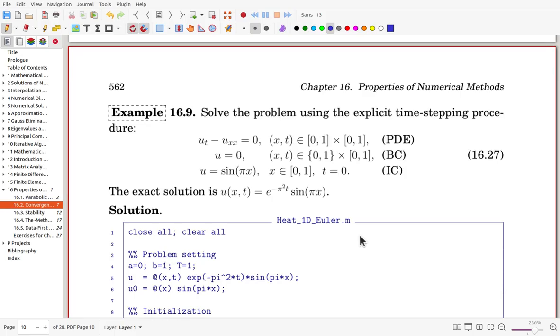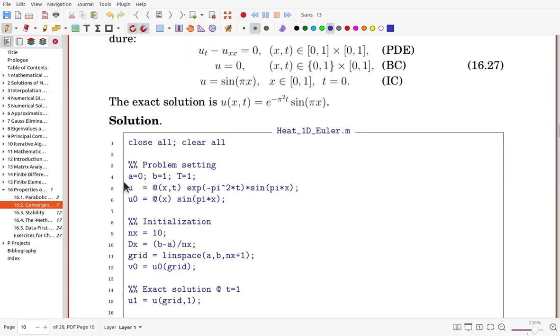Now let's try to solve the problem using the explicit time-stepping procedure, which means the Forward Euler method. Okay, the same problem and same boundary condition. Now initial values are given in this way. For this problem, the exact solution is this one. So it's rapidly decreasing through the time marching, e to the minus pi squared t. So as time increases, the solution value is rapidly decreasing. Now the spatial interval a to b is 0, 1, and capital T is 1, and we chose 10 points in the spatial direction, so that we can get delta x, and the grid can be made.